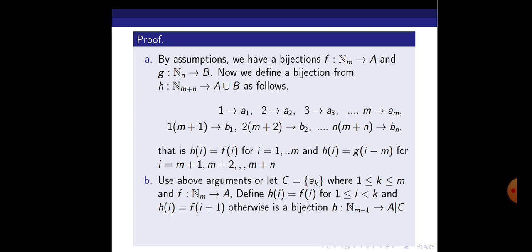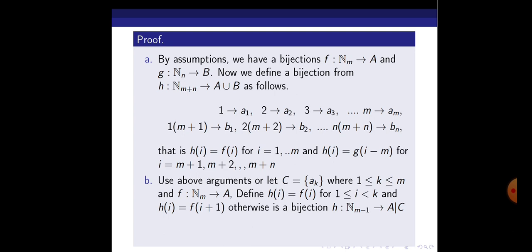So we have successfully defined a function h from the set 1, 2, 3, etc., m plus n onto A union B. Since f and g are bijections, we can safely assume that h is also a bijection.